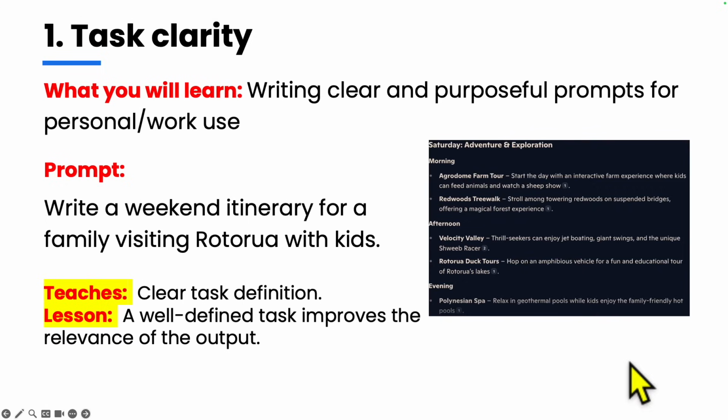All right, so that's task clarity. If you give a model a clear, clarified task, it is going to respond with real information. I could have asked, can I have a weekend itinerary for visiting Rotorua? I would have got an itinerary, but it wouldn't be specific to me, because I'm planning to take my family and we have kids. So I would definitely want an itinerary with tailored responses based on the context of what I'm asking. That's what task clarity means. A well-defined task improves the relevance of the output.